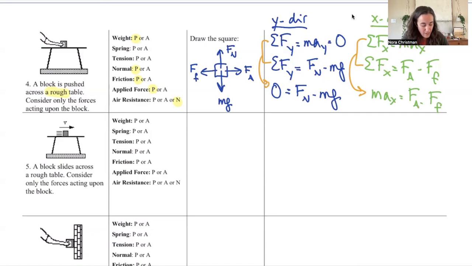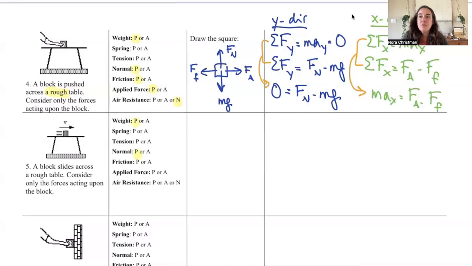All right, and number 5, a block slides across a rough table. So the weight and normal force, just like before, in the y direction. What's strange here, though, is even though something must have been pushing it in the past, it's not pushing it anymore. And so there's no applied force.